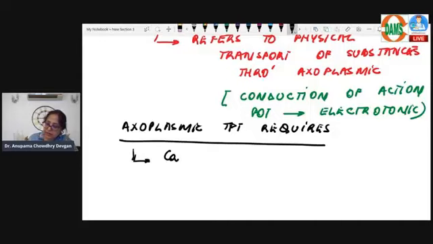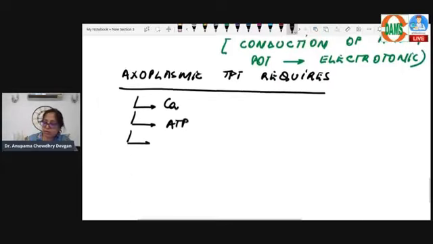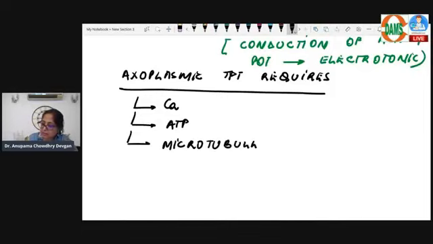It requires the presence of calcium. It requires the presence of ATP. It requires the presence of microtubules. Now, what are these microtubules? Microtubules are hollow tubes.